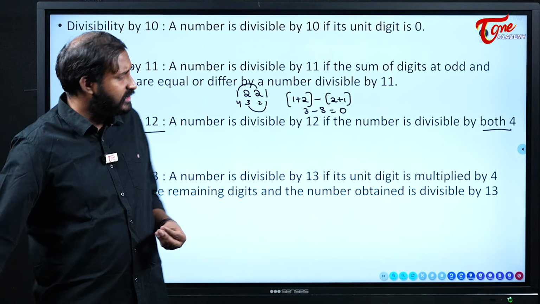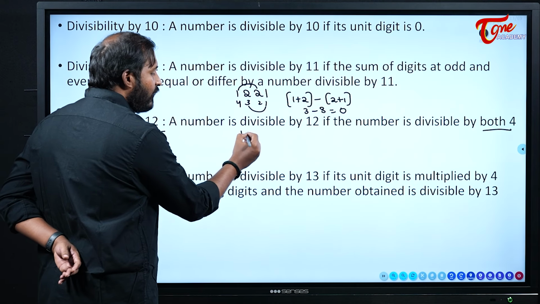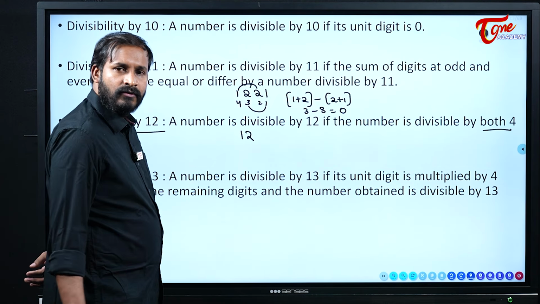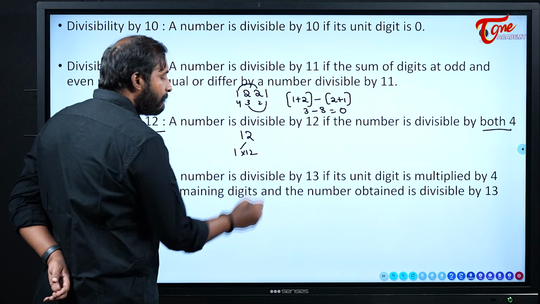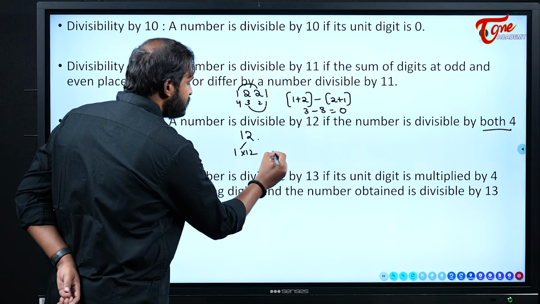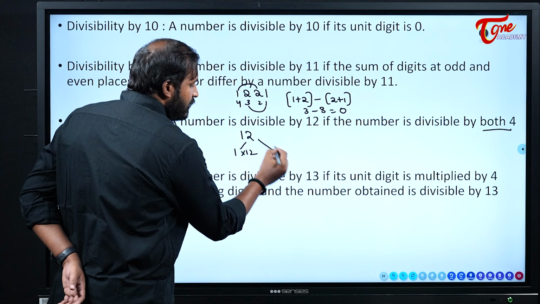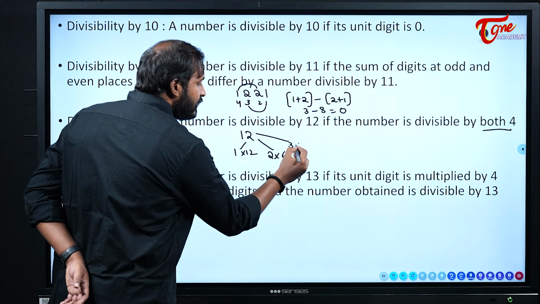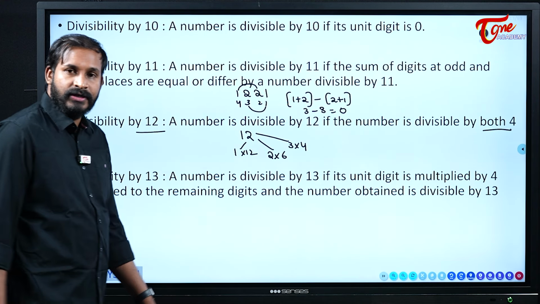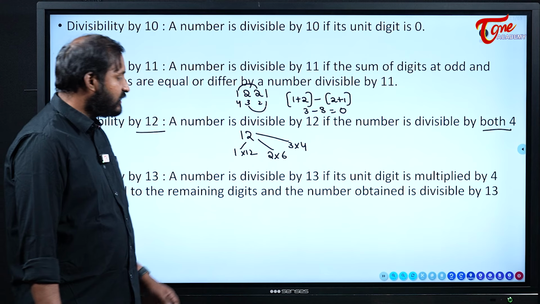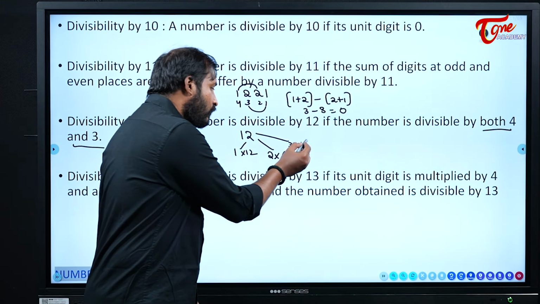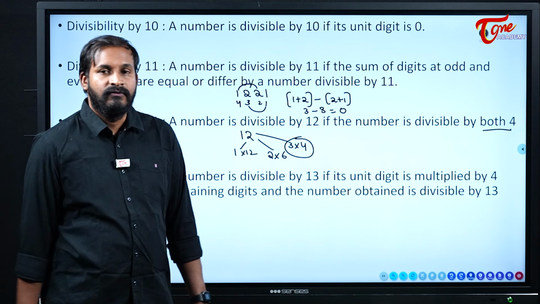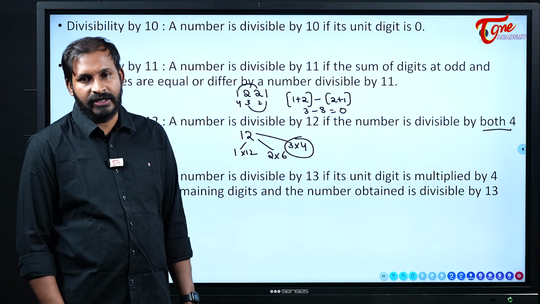Now, see here students, if I want to split 12, what can I write here? I can write it as 1 into 12. I can write this one as 2 into 6. And I can write this one as 3 into 4. So, students, my suggestion is always we should take the pair which are co-primes to each other. We need to take the co-prime pair.